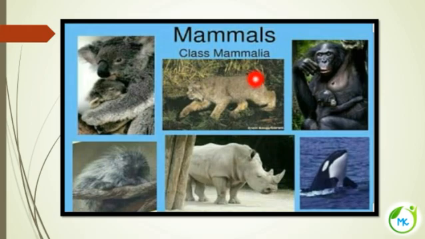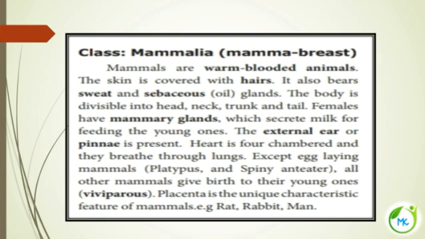The next is mammals, class Mammalia. So very important class. The term mamma refers to breast. Mammals are warm-blooded animals, and the important characteristics are as follows. The skin of the mammals is covered with hair, and also the skin has got various glands. Sweat glands which secrete sweat, and sebaceous gland which secrete oil. And the body is divisible into head, neck, trunk, and tail.